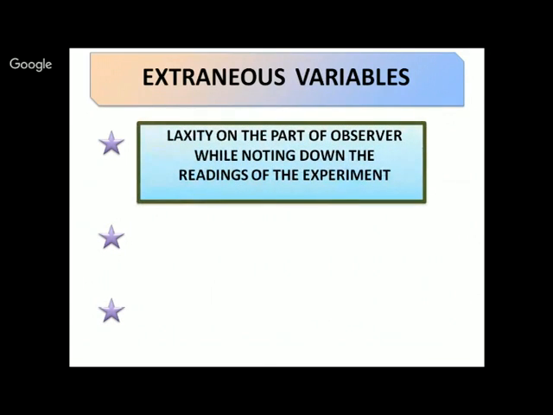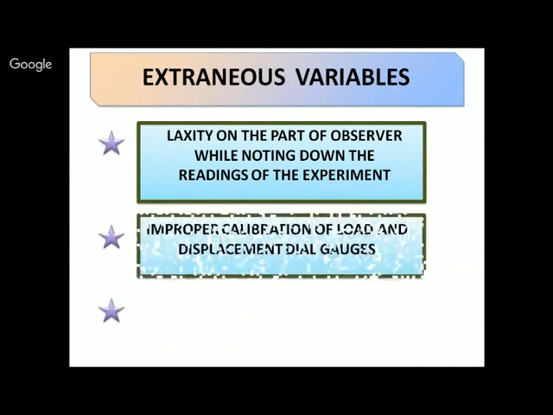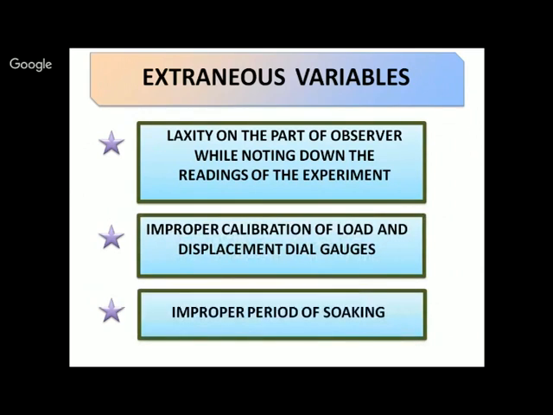Laxity on the part of the observer while noting down the readings of the experiment. He might not see the right displacement for the corresponding load. Improper calibration of load and displacement dial gauges. The period of soaking for CBR is 4 days. It should be very proper, and proper notice should be given to the observer when to take out the samples from water. In case you exceed more than 4 days, like 6 hours or 8 hours, in case the lab is closed or there is some other problem, then the values would be changed.